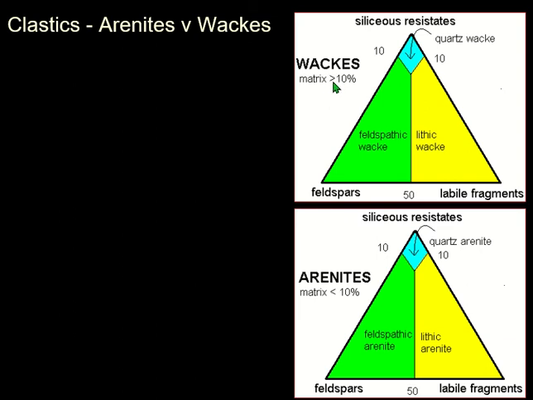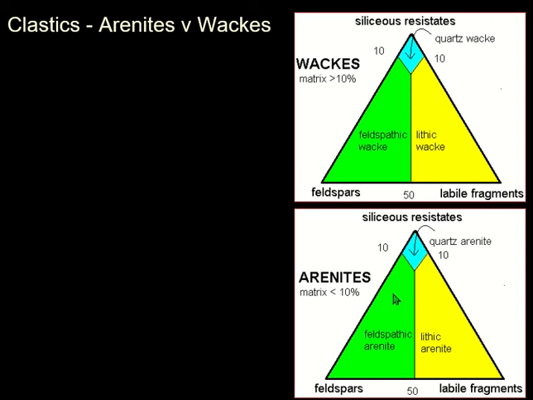So that means things smaller than a sand makes it a wacke. It's like a clayey sandstone, and that's what a wacke is. And you can have a feldspathic wacke, a lithic wacke, and a quartz wacke. So ordinary arenites have a matrix of less than 10%. Okay, so these are mostly the grains.